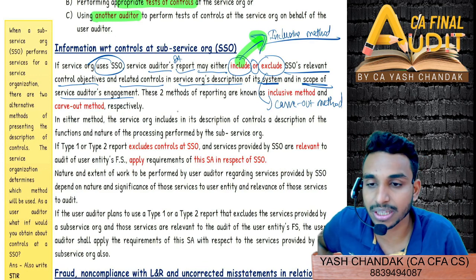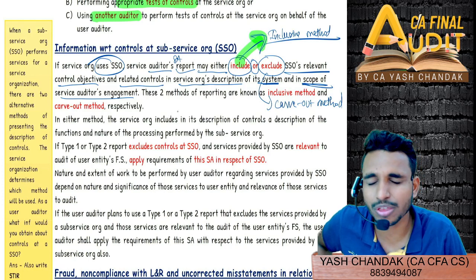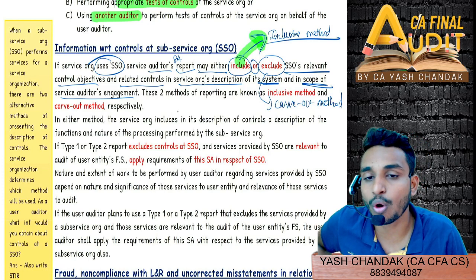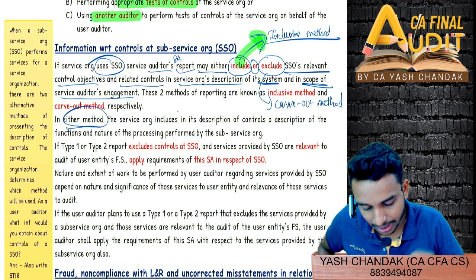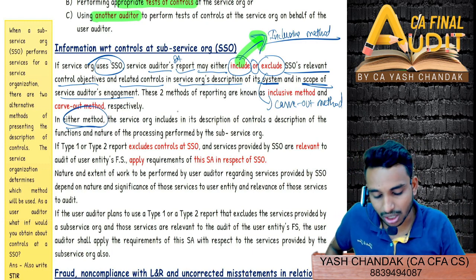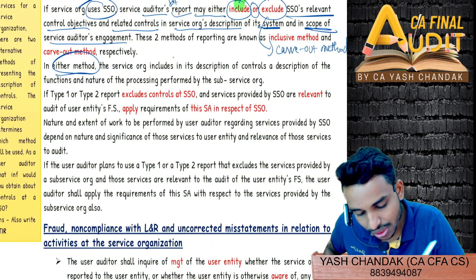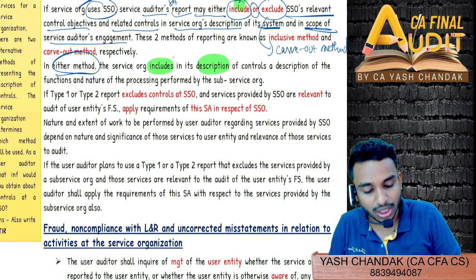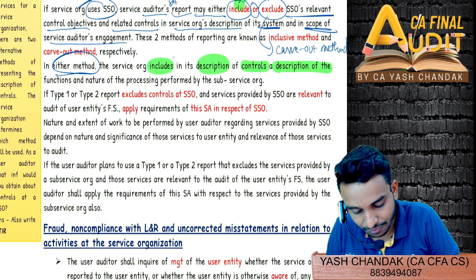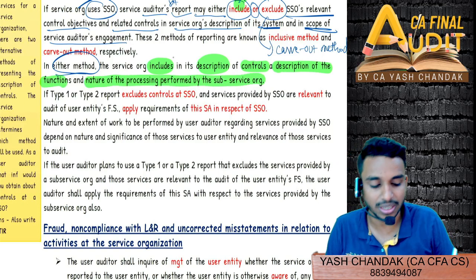We call it the inclusive method. However, if the report of the service auditor excludes this method or excludes the controls at the SSO, then we'll call it the carve out method. In either method, whatever be the method, inclusive method or carve out method, it doesn't matter. The service organization will have to include in the description of controls a description of the function and the nature of processing performed by the SSO.